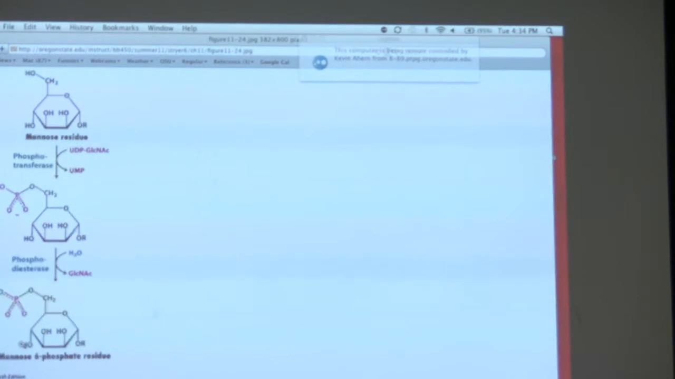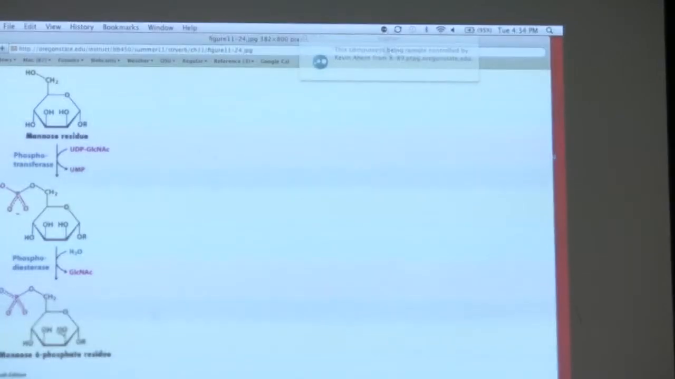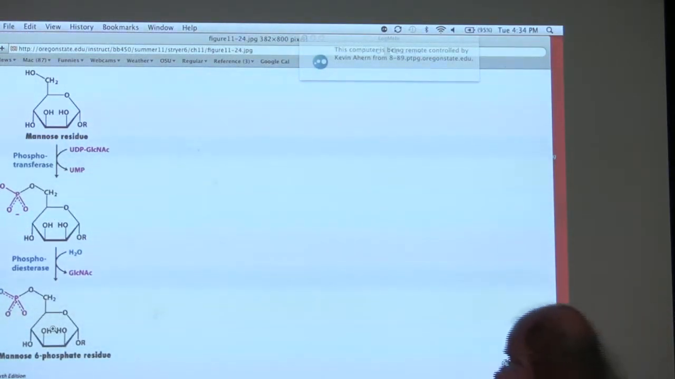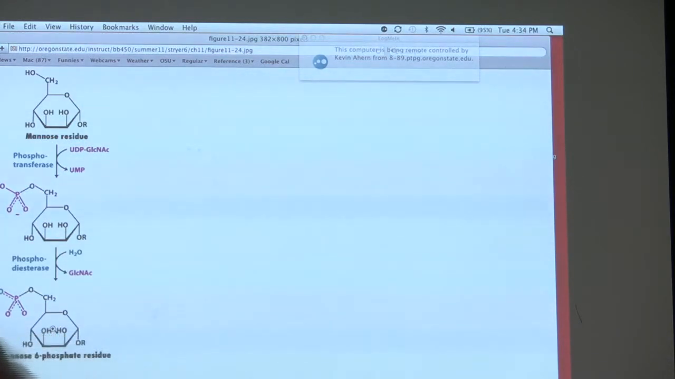Well, one of the modifications that has to happen that tells the cell that this is a protein headed for the lysosome is a modification of a specific mannose residue to put a phosphate onto it. Doesn't matter which one, but one of the mannoses in a glycoprotein has to be modified to put a phosphate on position number 6. And we see those reactions occurring. There's a mannose attached to that N-linked glycoprotein, there is an intermediate, and then there is the final product, mannose 6-phosphate. So we see that phosphate being attached. This one on the bottom with that phosphate attached tells the cell, I'm supposed to go to the lysosome.